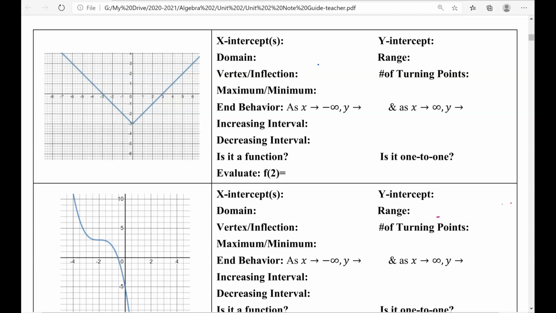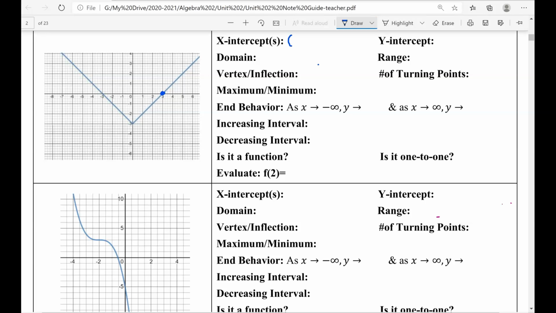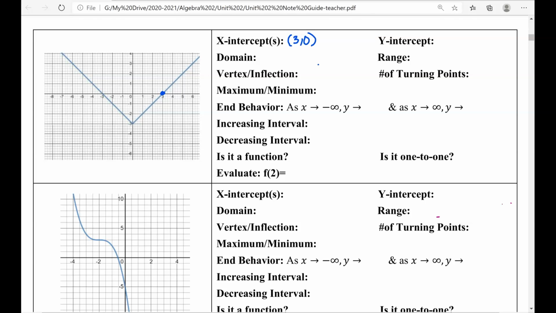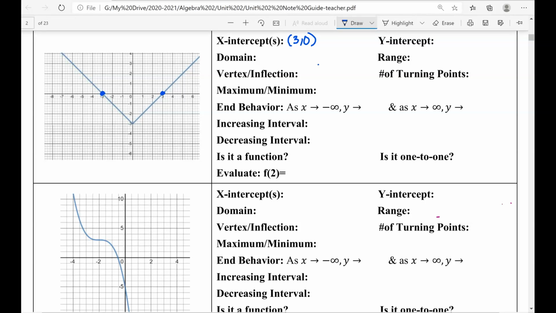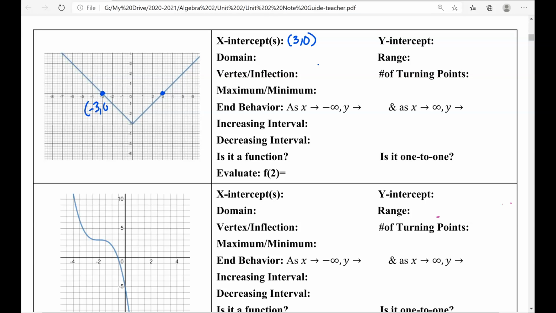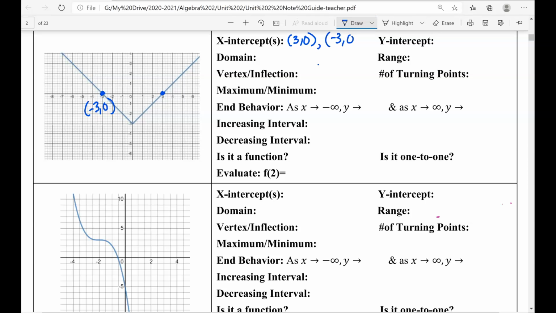So let's fill out the chart on the right side. It says X-Intercepts. In this case, we have two of them. One of them is at (3, 0). And remember, an X-intercept is when y goes to 0, so make sure you write y is 0. That is usually the case of x and then comma 0. Then we have the negative of that, which is (-3, 0).